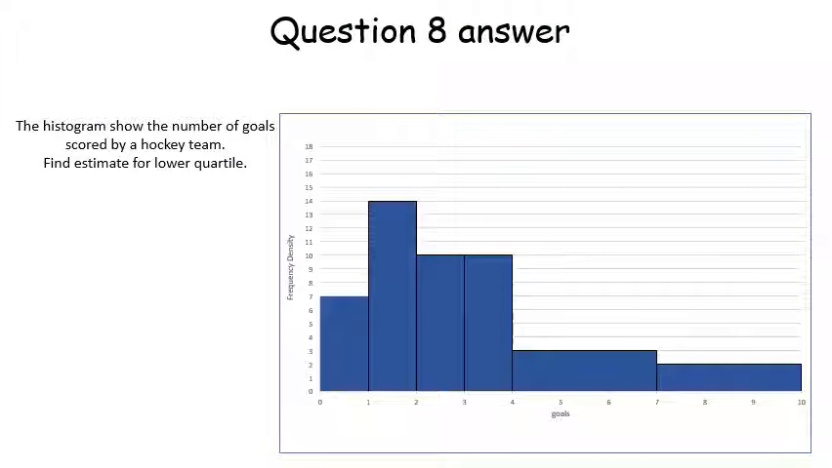Question 8. To find the median, we halved the total frequency. Now to find the lower quartile, we find a quarter of the frequency.